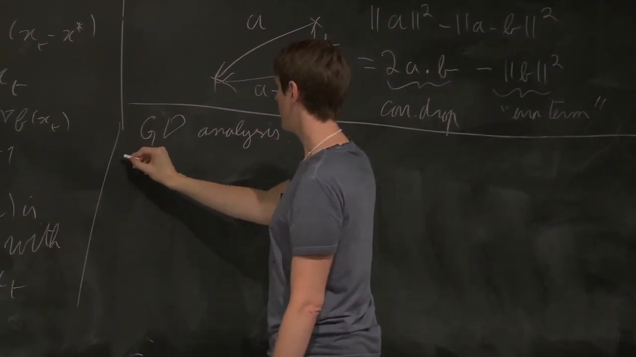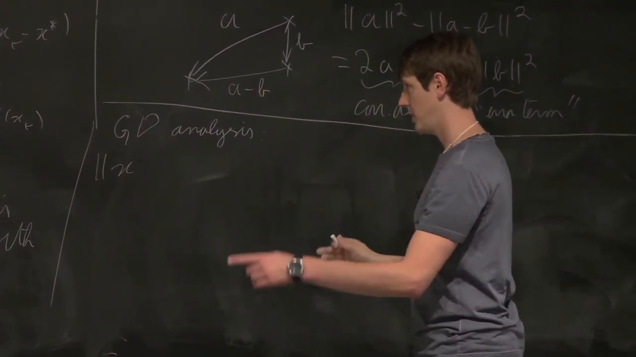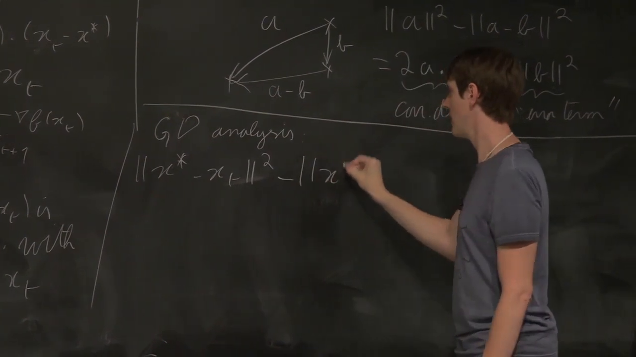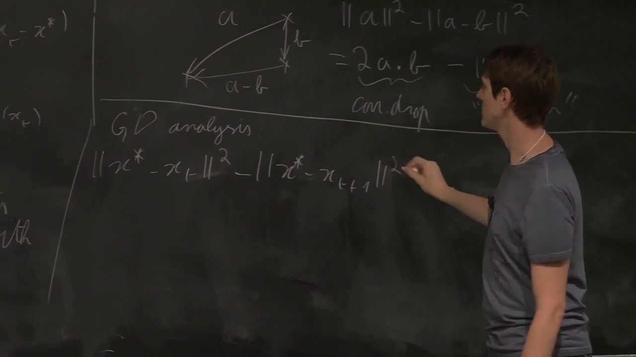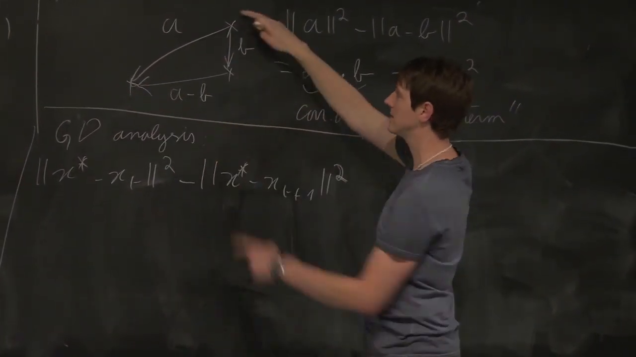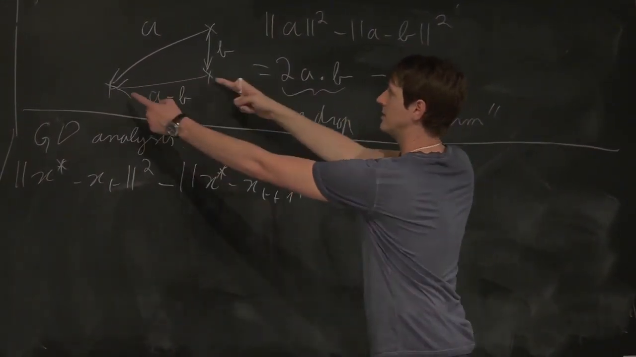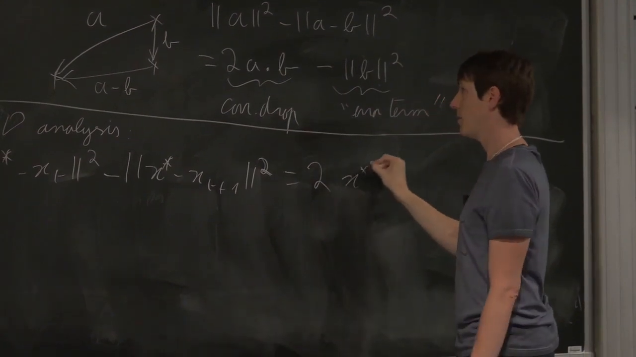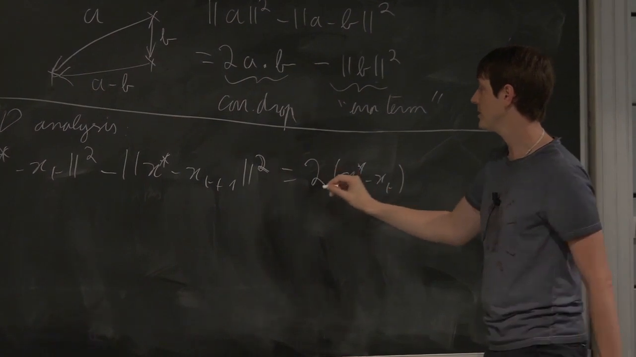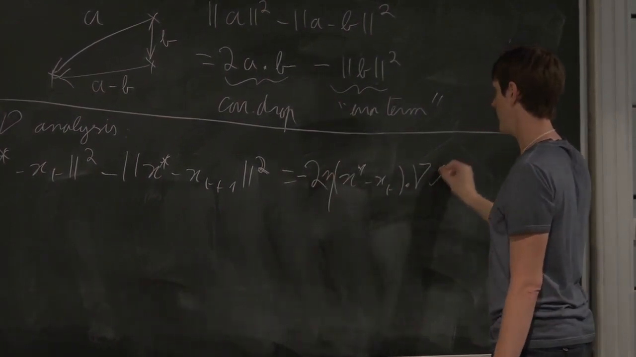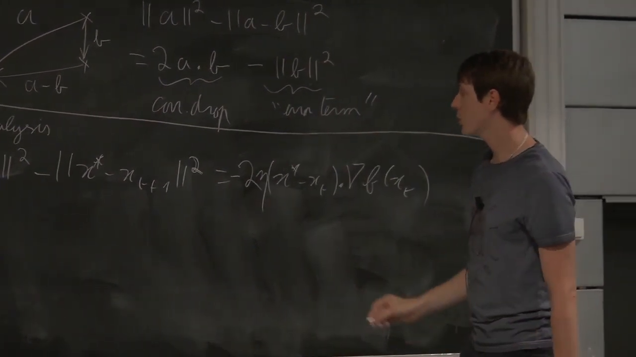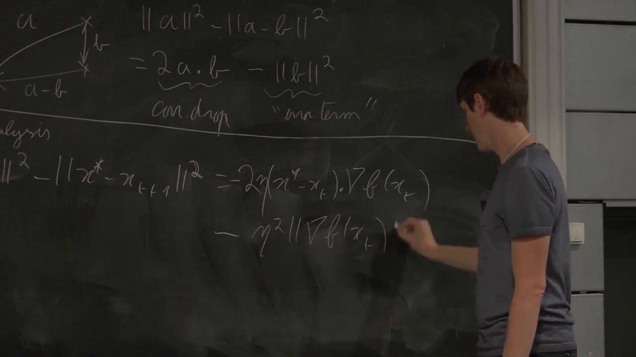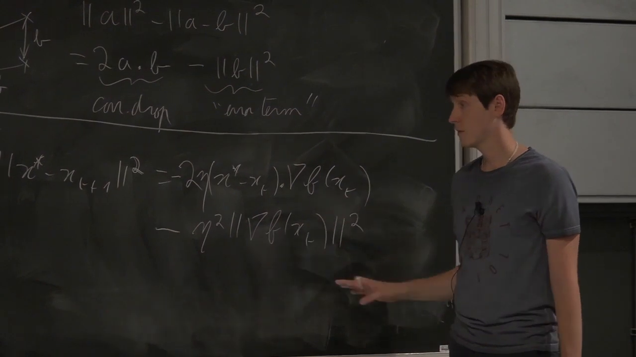All I want to know is this. I want the norm of x star minus xt squared minus the norm of x star minus xt plus 1 squared. This is exactly this picture. This was x star, this is xt, this is xt plus 1. So this is A and this is A minus B. This is equal to twice the inner product of A, which was x star minus xt, with the negative gradient, so minus 2 eta inner product of this with grad f of xt. And I have a second order term, which is minus eta squared times the norm of the gradient of f of xt. I have those two terms.